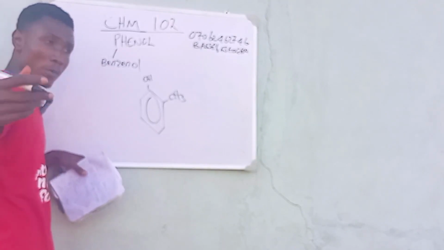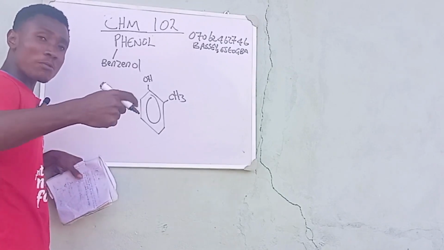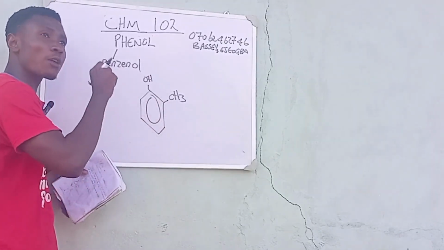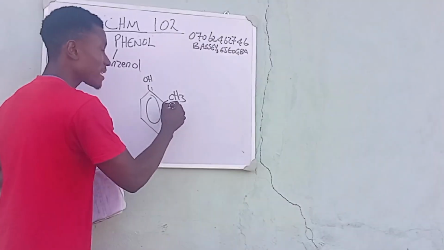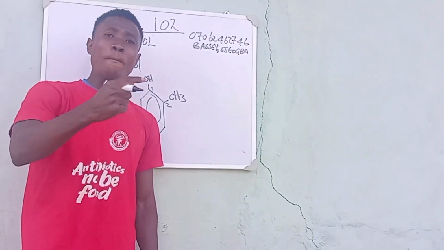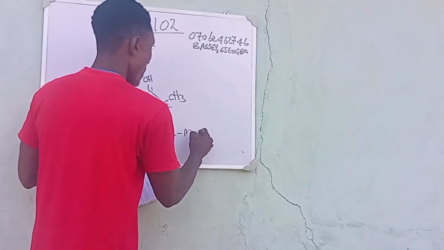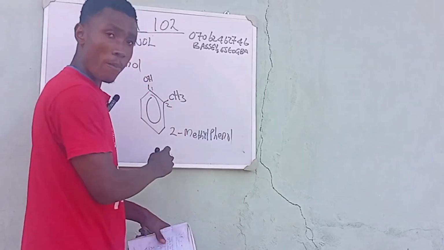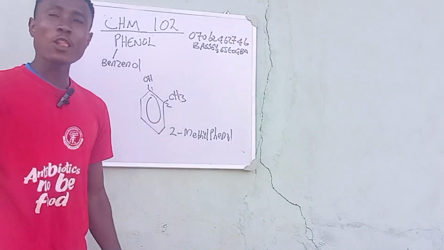So remember I told you how to name alcohols. In our alcohol nomenclature, we said emphasis starts where there's a functional group. There's a functional group here, which is the OH. So our counting starts with the OH, which is number 1, and our methyl is number 2. So the name of this compound is 2-methylphenol. That is the name of this compound.